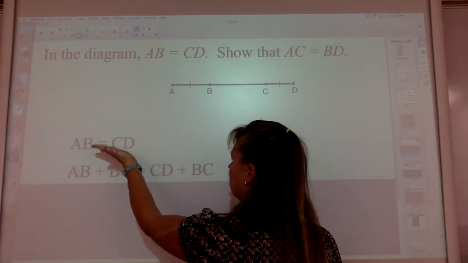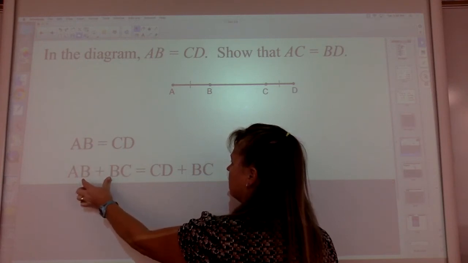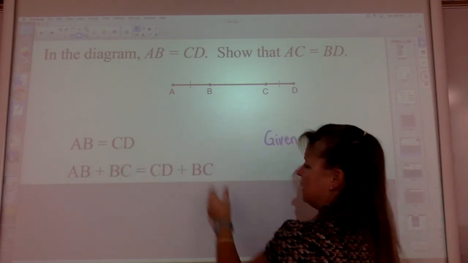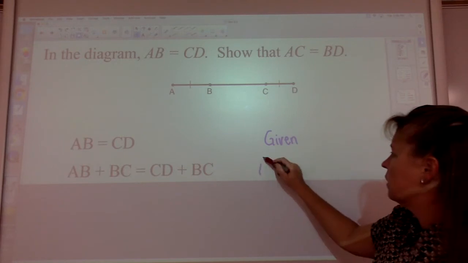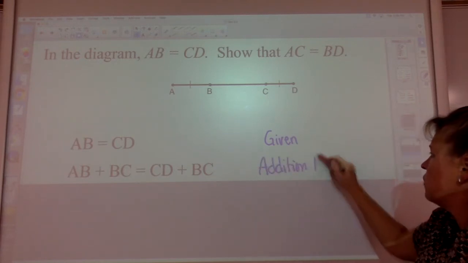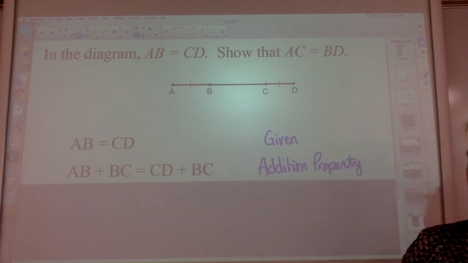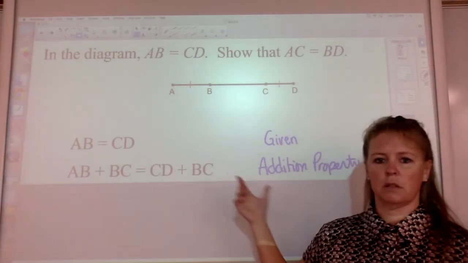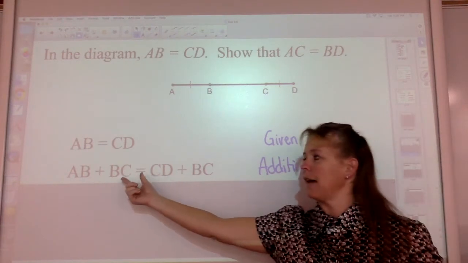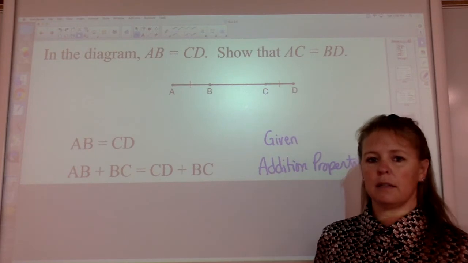AB plus BC equals CD plus BC. How did they get from here to here? It looks like they added BC to this side of the equation. Oh, they added BC to that side of the equation too. So the addition property works with geometry as well as algebra. We added the measure of a segment to both sides of the equation. As long as it's the exact same segment and measure that you're adding to both sides of the equation, it's still an addition property.